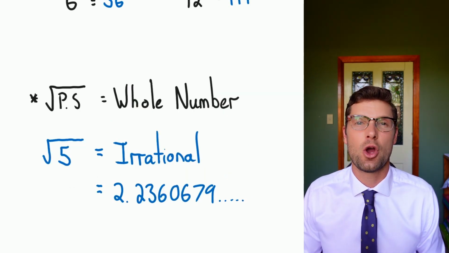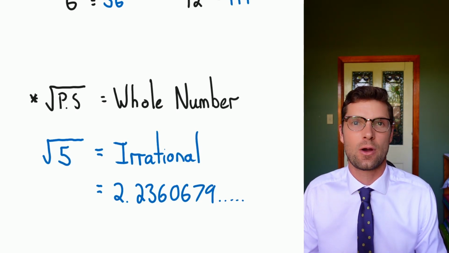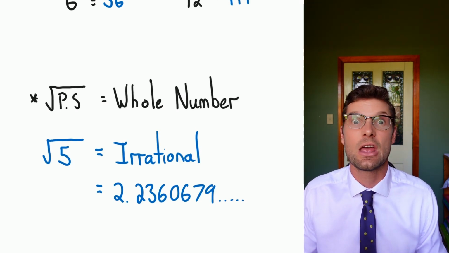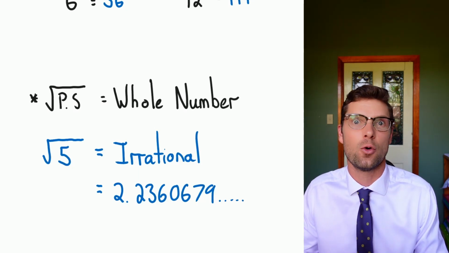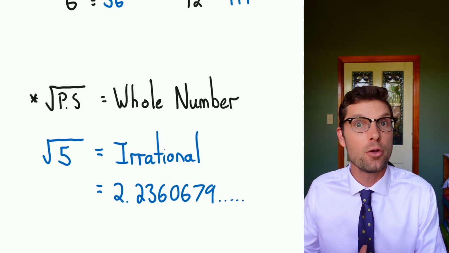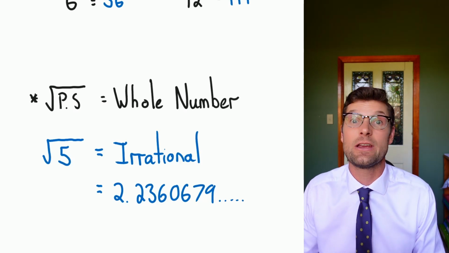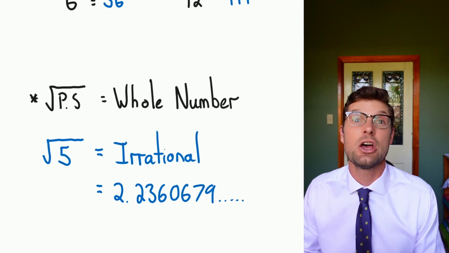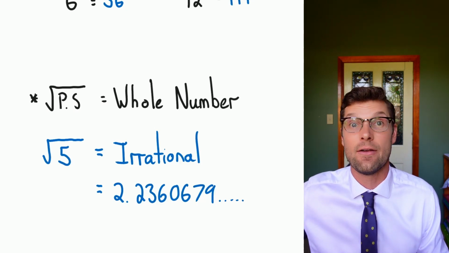The reason that these perfect squares are so important is that a square root of a perfect square gives you a whole number. So the square root of 16 is equal to 4, because 4 times 4 is equal to 16. But then the square root of a non-perfect square, for example, the square root of 5, gives you what we call an irrational number. So this is a number that's not whole, and its decimal just goes forever and ever.